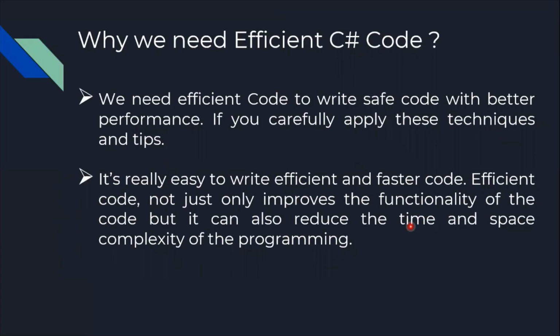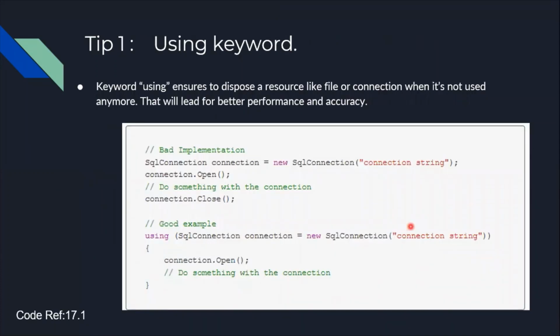Why we need efficient code? We need efficient code to write safe code with better performance. If you carefully apply these techniques and tips, you will achieve efficient code. It is really easy to write efficient and faster code. Efficient code not only improves the functionality of the code, but it can also reduce the time and the complexity of the programming at all. Let's start. Tip number 1, keyword using.